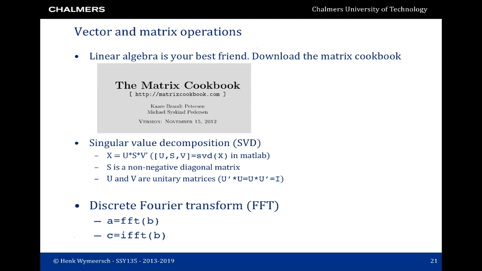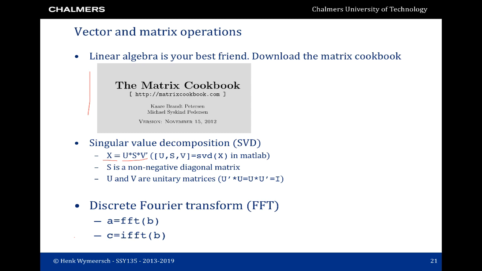Another important resource is the matrix cookbook for anything related to vectors and matrices. So I highly recommend that you download this cookbook, because I think you can use it no matter what you do after this course. And some important methods that we use from this cookbook are the singular value decomposition and Fourier transforms. So we recall the singular value decomposition of a matrix X, which you find in MATLAB through the SVD command. And this results in a product of 3 matrices, U, S, and V.